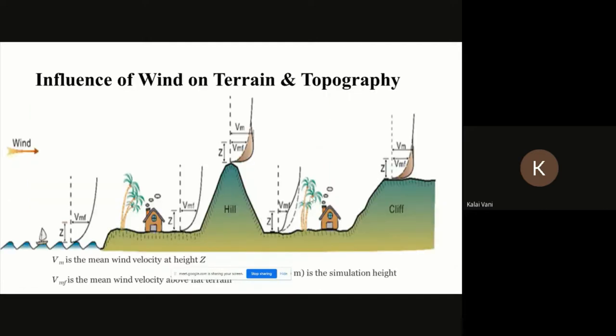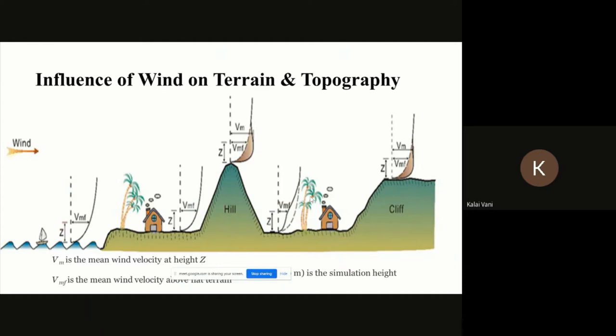So what are cyclones? Wind flow generation is based on atmospheric pressure, differential atmospheric pressure. In the news, you might have heard that a low pressure has been created inside the sea. Wind flow is fully based on atmospheric pressure. If the pressure is different, the wind motion will also be different. Based on that, you have monsoon winds, cyclones, tornadoes and all.